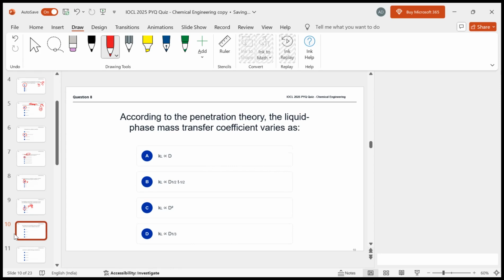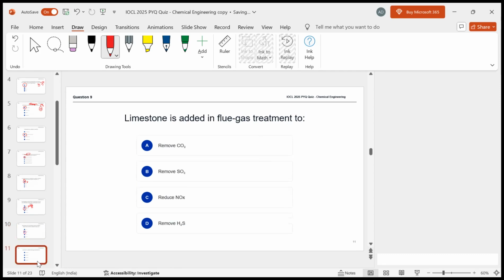Then, according to the penetration theory, how does the liquid mass transfer coefficient vary? You can easily derive the relation from the above question. The correct answer is this.